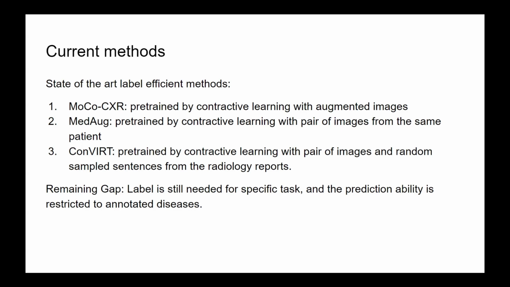However, there's still some remaining gap for these label efficient methods. The most important thing is that labels are still needed for a specific task. And the second problem is that the prediction ability is restricted to annotated diseases. So you can imagine that if we have a small label efficient dataset for chest cancer, then the model will be able to classify the cancer, but will not be able to classify other diseases.